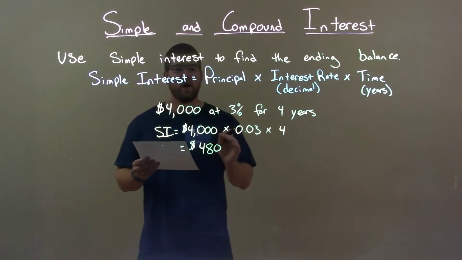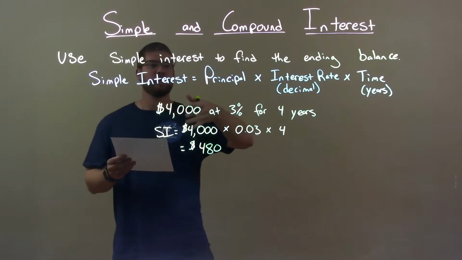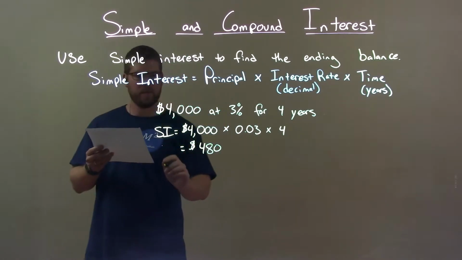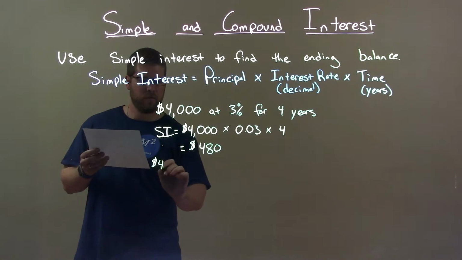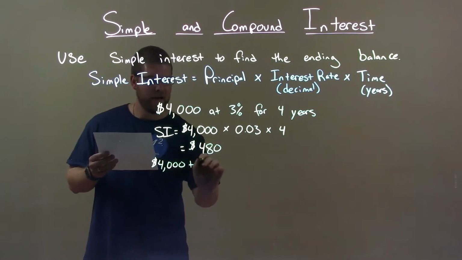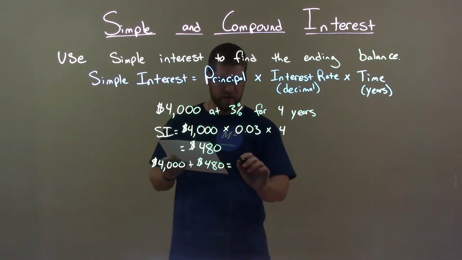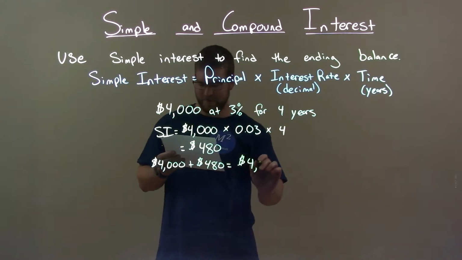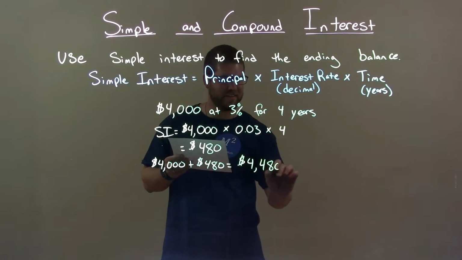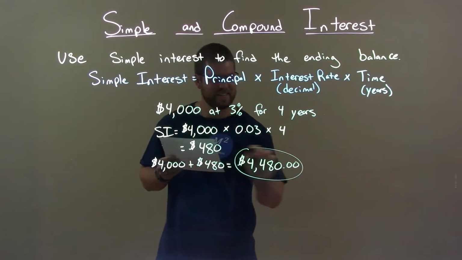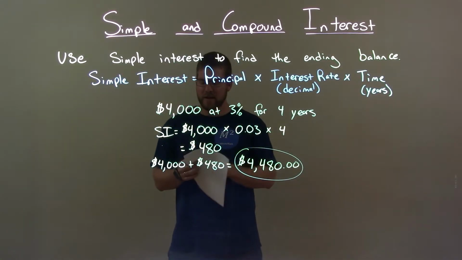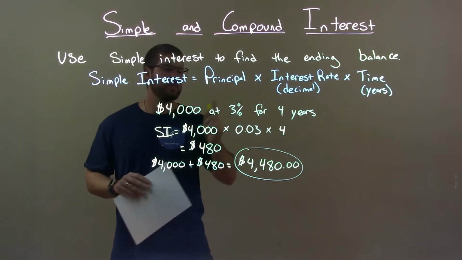$480. Now, I have to add that back to my principal to get the ending balance. So I take my principal, 4,000, I add $480 to that, and I get a final answer of, I'm sure you can guess it, $4,480.00. Quick recap, we're given $4,000 at 3% for 4 years.